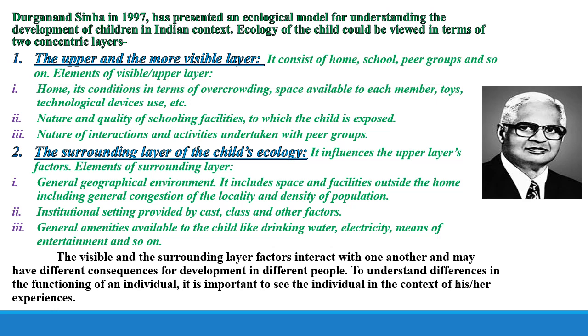So the visible and the surrounding layer factors interact with one another and may have different consequences for development in different people. Now, to understand differences in the functioning of an individual, it is very important to see the individual in the context of his or her experiences, because we also know that every child's experience is not the same because of the surrounding layer which influences the upper layer. Okay, so our surroundings basically influence our home condition, our schooling facilities, nature and quality to which the child is exposed, and the nature of interactions. Okay, the way the child is engaged with the activities along with their friends and friend circle. So this is how Durganand Sinha has portrayed the two layers.